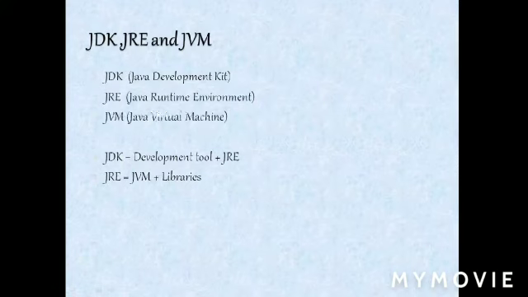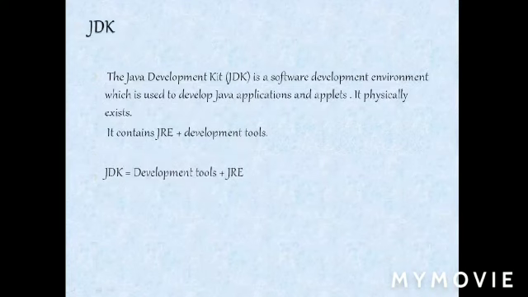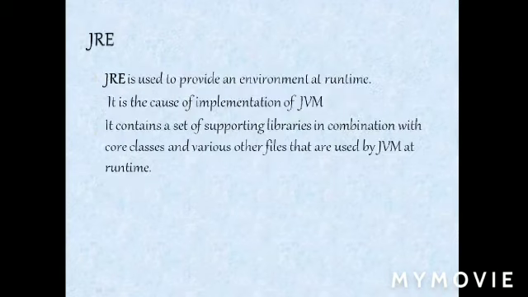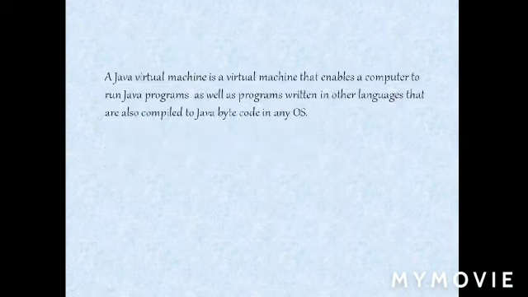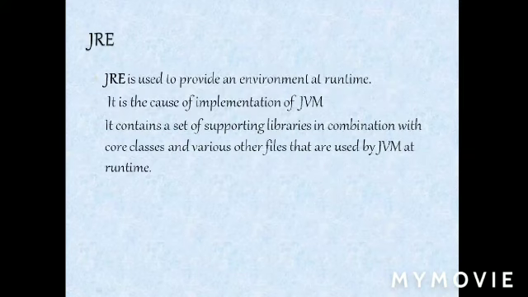Now, the important topic is what is JDK, JRE and JVM. The full form of JDK is Java Development Kit, JRE means Java Runtime Environment and JVM means Java Virtual Machine. Now, let us know about these three in brief. JDK is a software development environment for developing Java applications and applets. It contains the Java Runtime Environment plus development tools. JRE is used as the runtime environment and it contains supporting libraries with the core classes and other files that are used by the JVM at runtime.